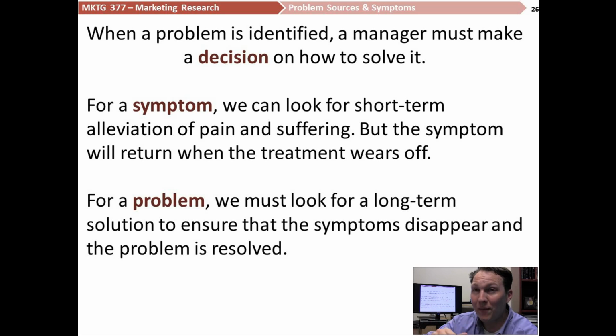So as you think about problems and symptoms, just understand problems are a lot more difficult to deal with, but they are a lot more productive to ultimately root out and make sure that they go away. The symptoms are easier to focus on, but man, if you focus on them too long and you miss those problems, they can really come back to get you.